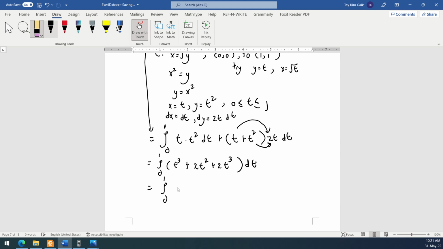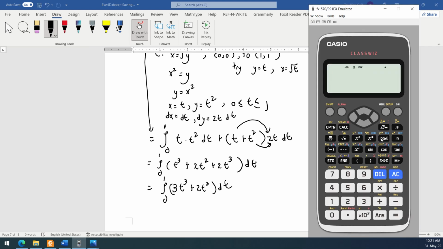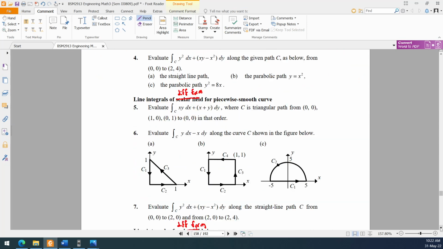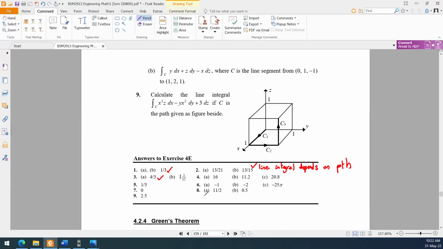So t cubed plus 2t cubed, total is 3t cubed plus 2t squared dt. You get here 3 cubed plus 2x squared. In the calculator, change t to x, x from 0 to 1. Okay, the answer is 17 over 12. This is question 3b. So 5 over 12 is 17 over 12.